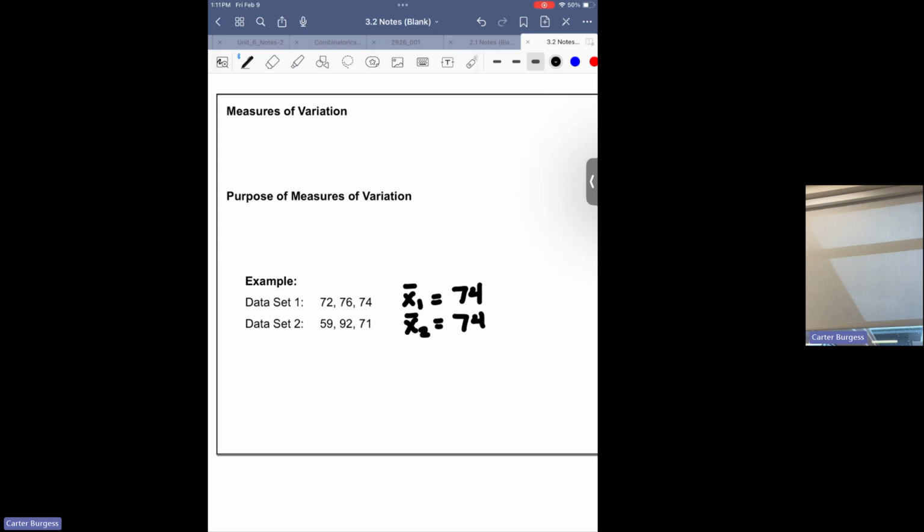Does that mean that the data sets themselves are going to be the same, or is there some kind of feature beyond just the center that would allow us to compare and contrast what we see with these two data sets? What can we say that makes these two different? So we got the same result, but there's still something different between these two. What is that?